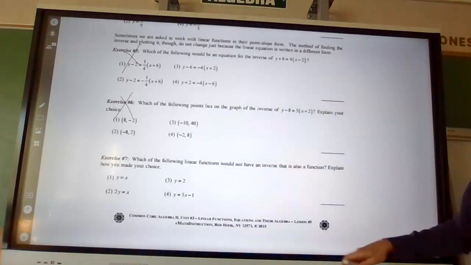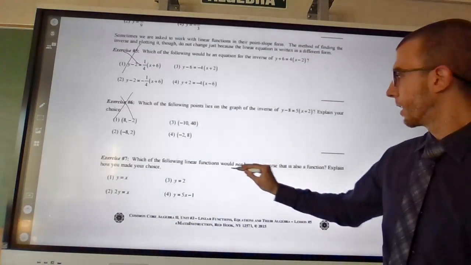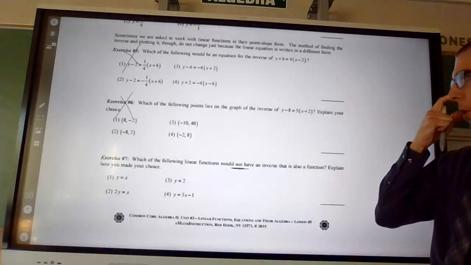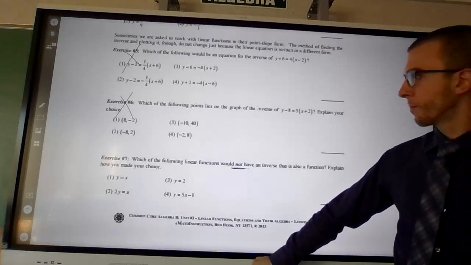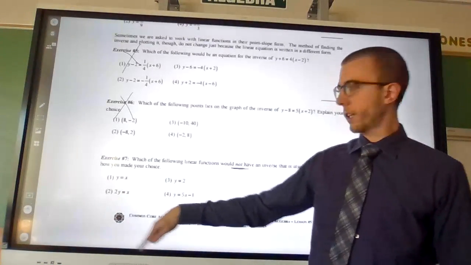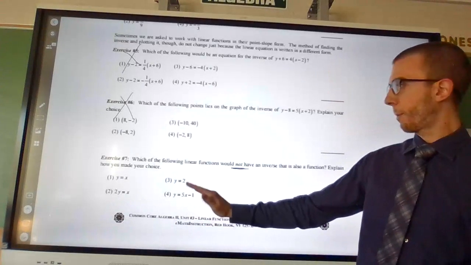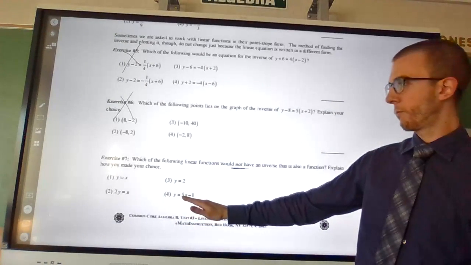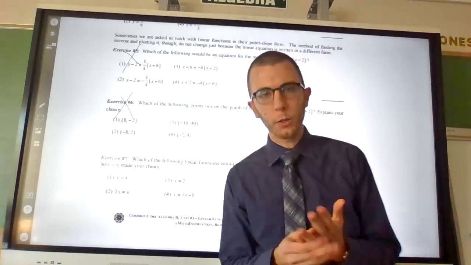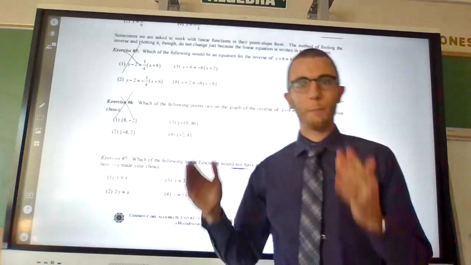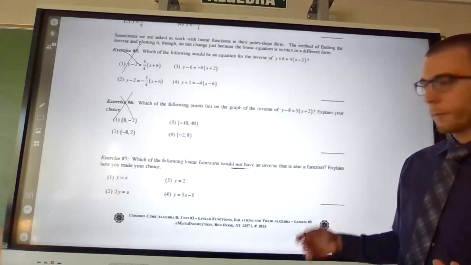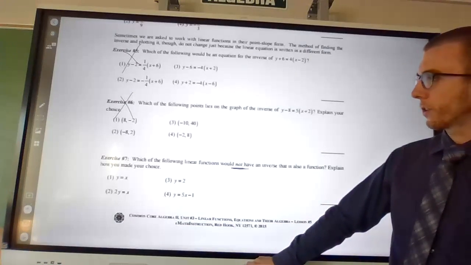Which of the following linear functions would not, key word there, which of the following would not have an inverse that is also a function? So you have y equals x, you have y equals 2, you have 2y equals x, you have y equals 5x minus 1. Okay? So maybe if you're not able to look at each of these and picture what their graph looks like or recognize what they look like on the graph, it would help to enter these all into y equals.